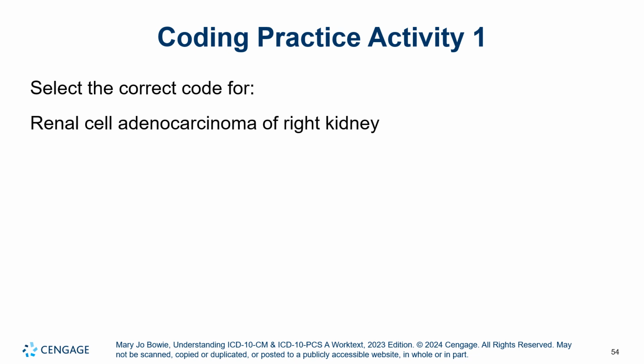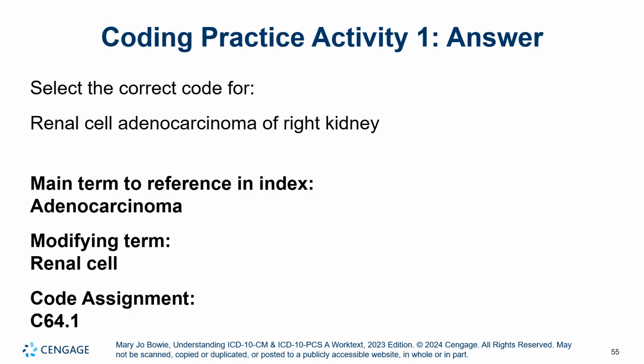All right, coding practice activity 1. Select the correct code for renal cell adenocarcinoma of right kidney. You could pause. Right, here is the answer. Your main term to reference in the index would be adenocarcinoma. Your modifying term would be renal cell, and your code assignment would be C64.1.